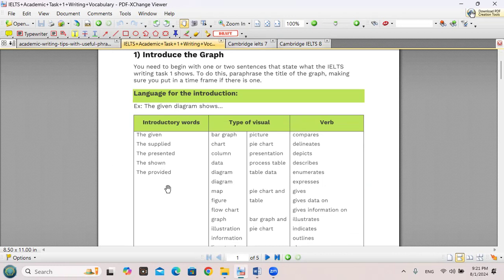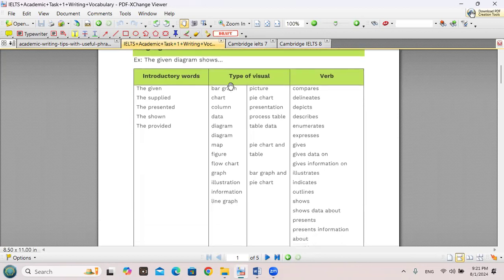In order to make sure that you write 150 words. In this task, you're supposed to write only 150 words, which means at least 15 lines. Okay, so let's say 9 complex sentences would do it. So you can write, for example, the given, the presented, the shown. But if you write the shown, do not write the shown, the graph shows. It's not wrong, it's repetitive.